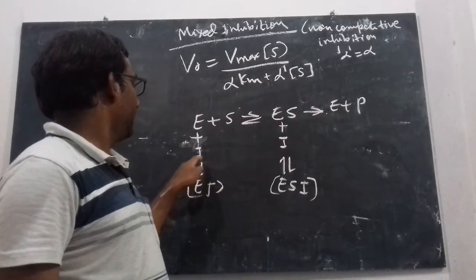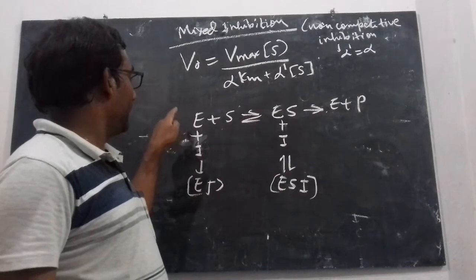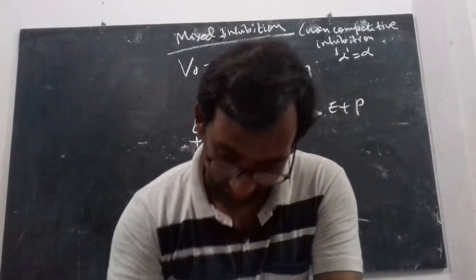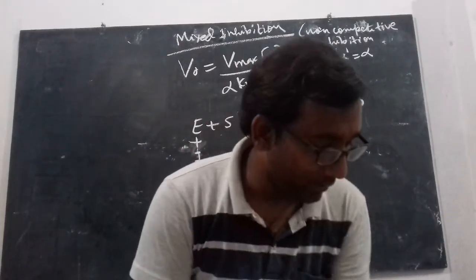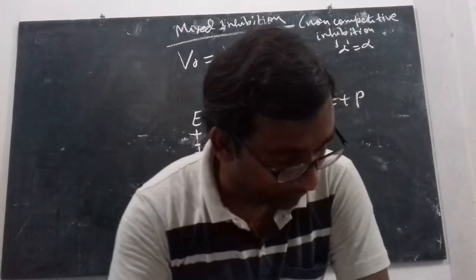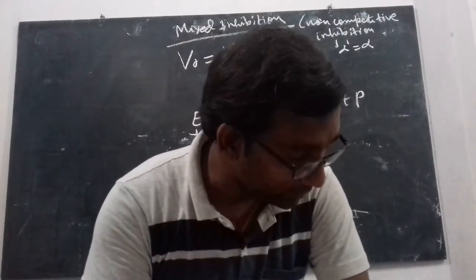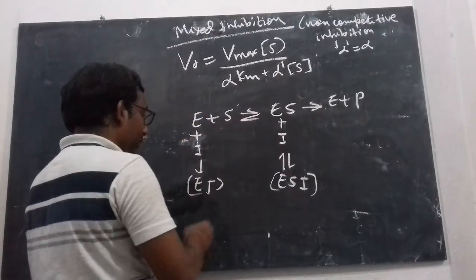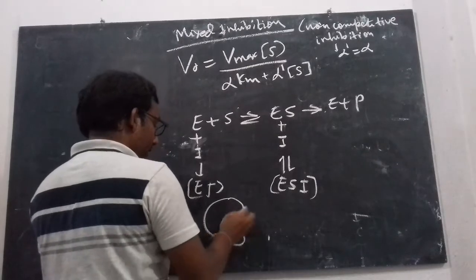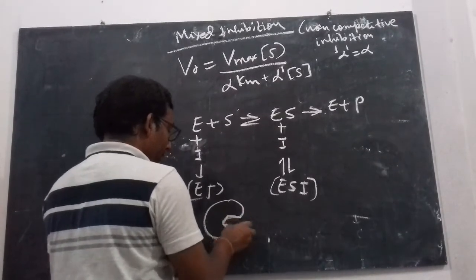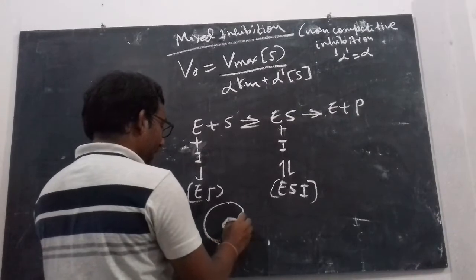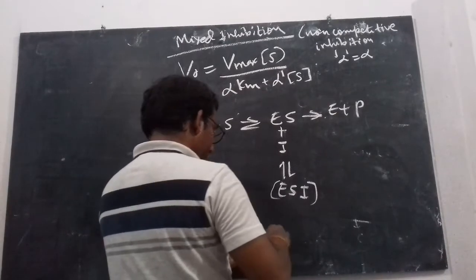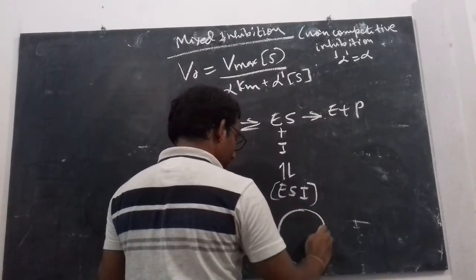Do you understand what I am saying? They can bind to the enzyme as well as they are free to bind to the enzyme substrate complex. This is very important when you are trying to understand. They can bind to the enzyme also and they can bind to the enzyme substrate complexes. Like in the figure I tried to explain: suppose this is the enzyme, then the inhibitor can bind to the enzyme also.